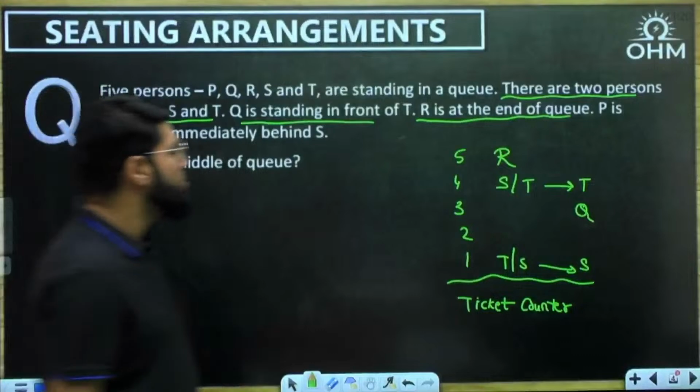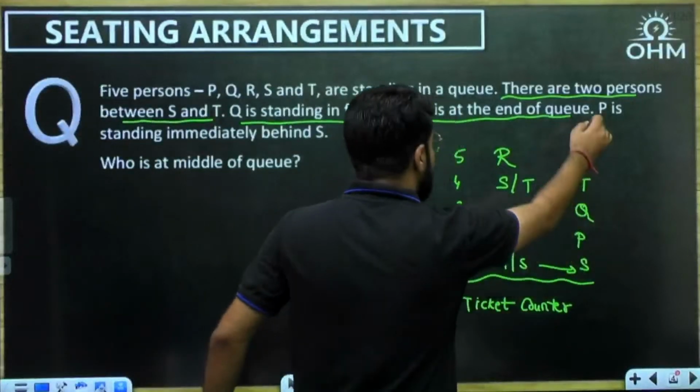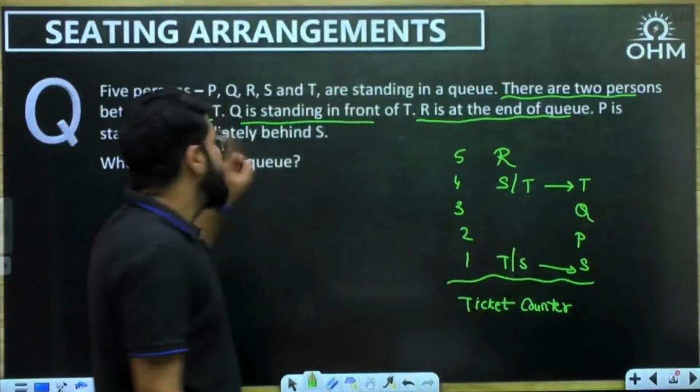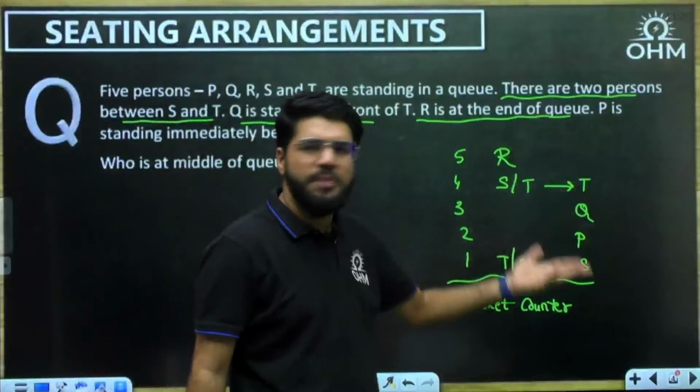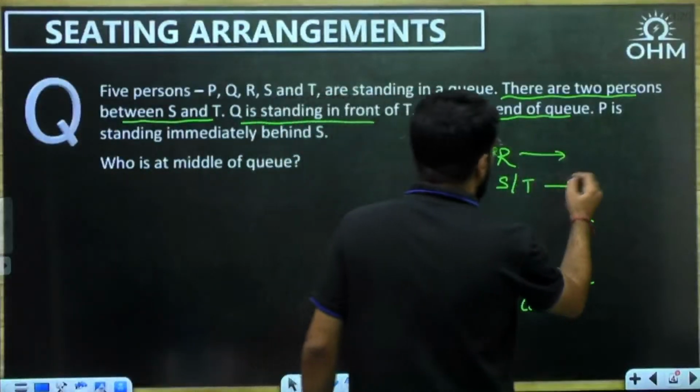Now who is the only person left? P, and that also is given. P is standing immediately behind S. So this is S, behind it P. The complete sequence is complete. And this is R.